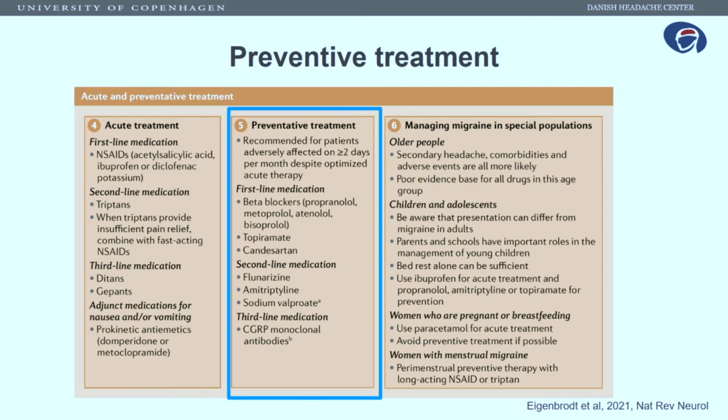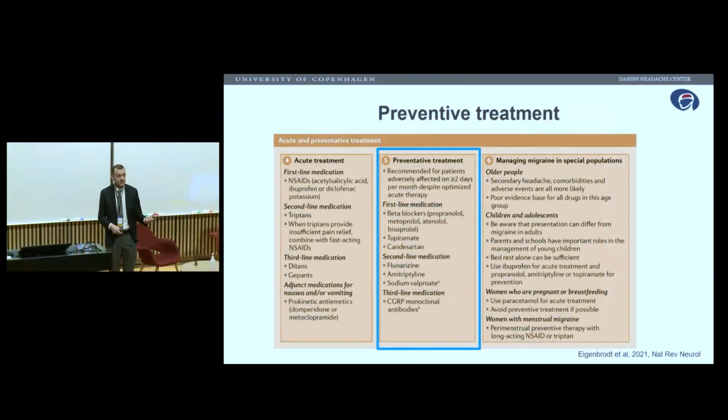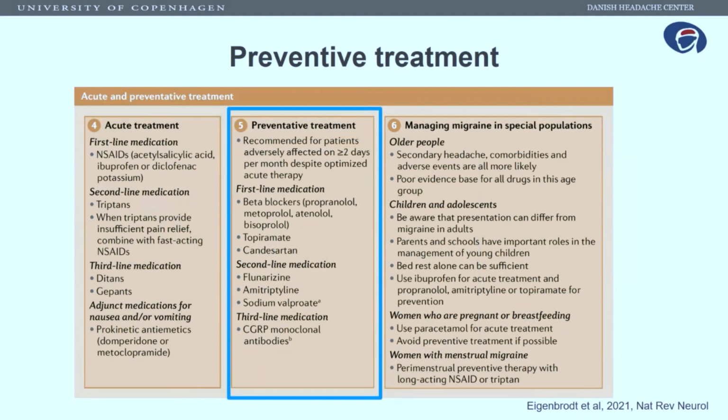So that's it for the acute treatment. Moving on to the preventives. Recommended for patients who are adversely affected by their migraine attacks in 2 or more days a month. So this is of course not written in stone. Talk to your patients and find out whether they're affected in a way where they think that a preventive treatment is the way to go for them. And then this line, which has been hidden here on the 4th or 5th line, is really important: despite optimized acute therapy. So really go into the acute therapy.